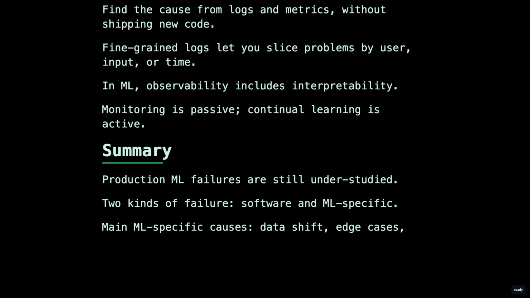These three causes cover a lot of real deployment trouble. The first two come from the data a model sees, while feedback loops come from the system design, where the model's own output changes the inputs it later receives.